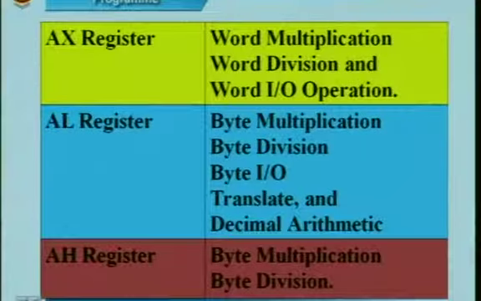Hence, I have tried to consolidate and give at one point the advantages of using the AL register, or the ways in which you can use it. One, the AL register is used for byte multiplication. What do you mean by that? When you have an 8-bit by 8-bit multiplication, one of the operands has to be in the AL register. The other operand can be either in another register or in a memory location.